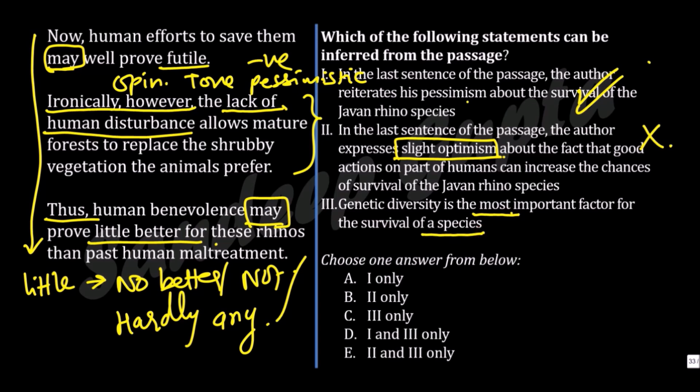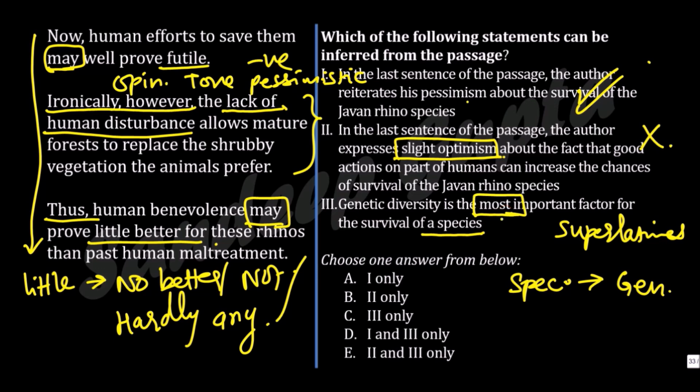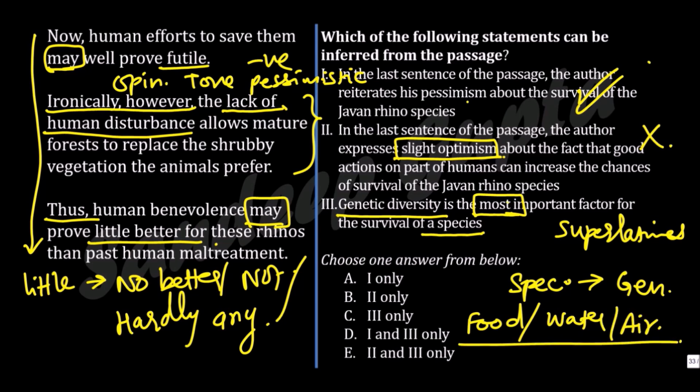Now this one: genetic diversity is the most important in a species. We also talked about how you should avoid superlatives and also avoid options that generalize when the passage is talking about something specific. So let's see, most is a superlative. Is it really the most important factor, genetic diversity? We really do not know. Yes, it is given that it is very important, but maybe food is more important, maybe water is more important, maybe air is more important, maybe something else is more important. So we cannot say it is the most important. Another thing, by Octave, the moment you see a superlative, it is out.